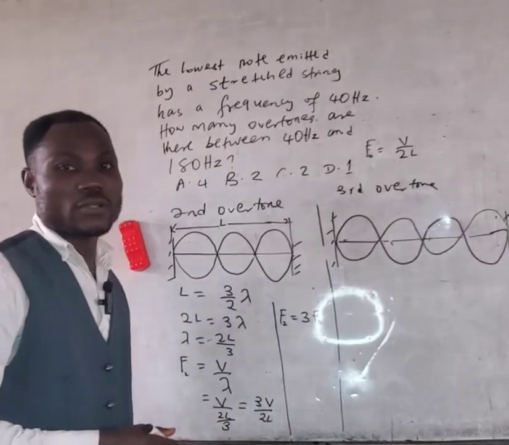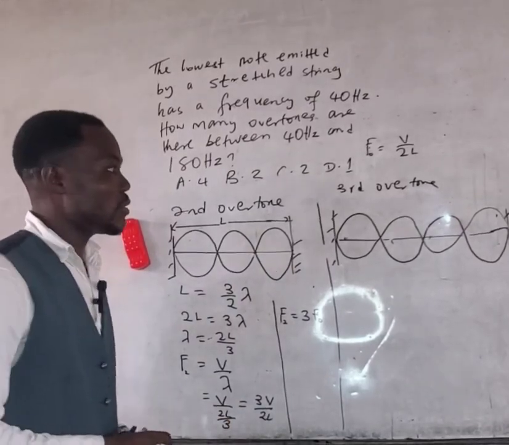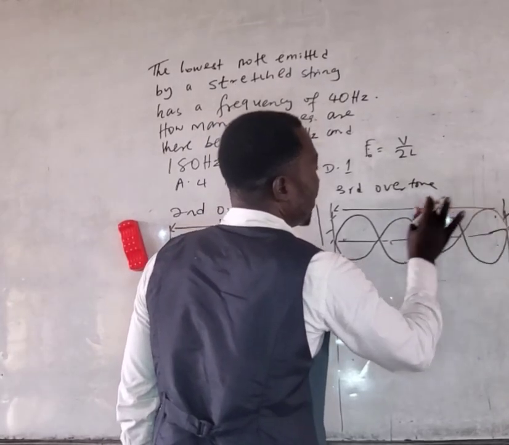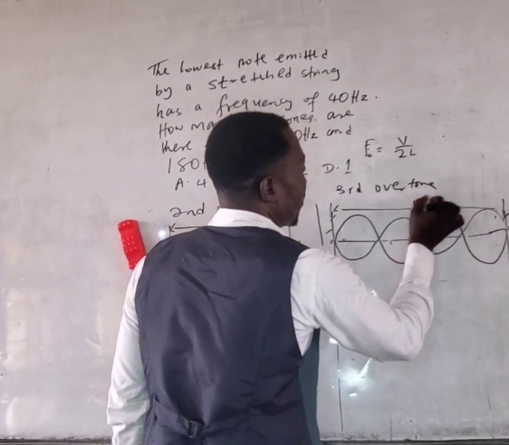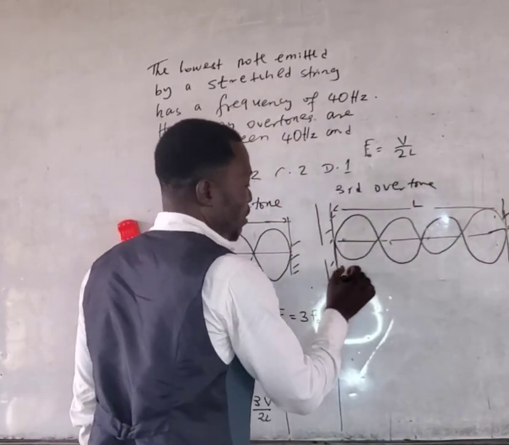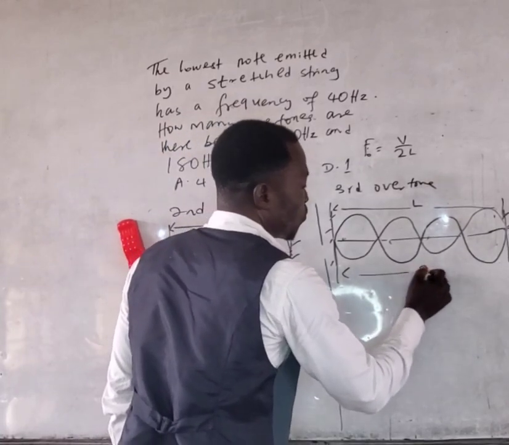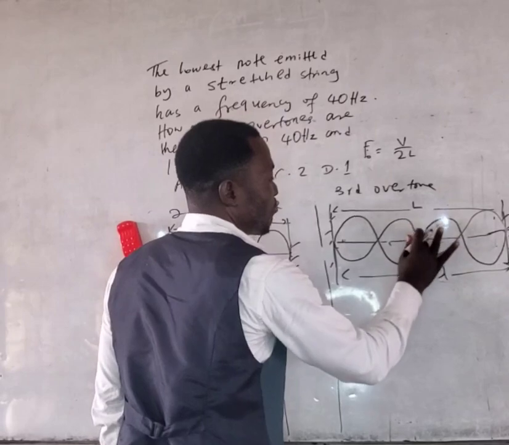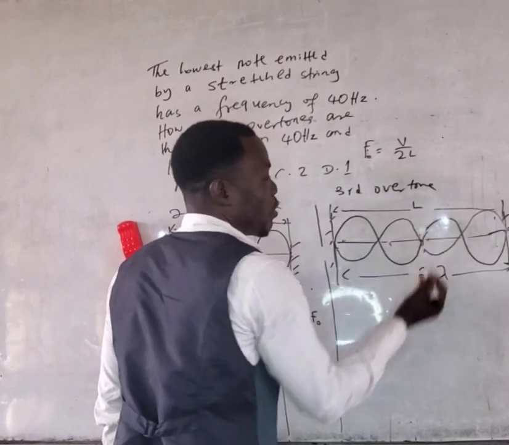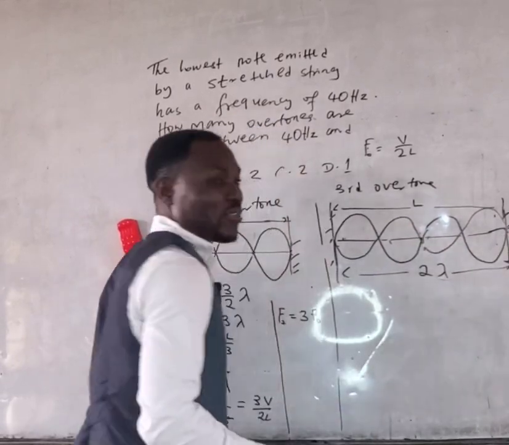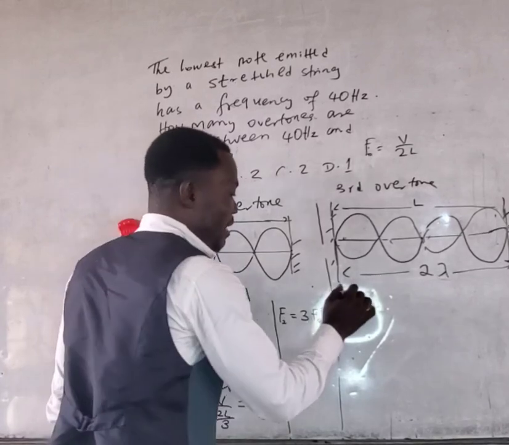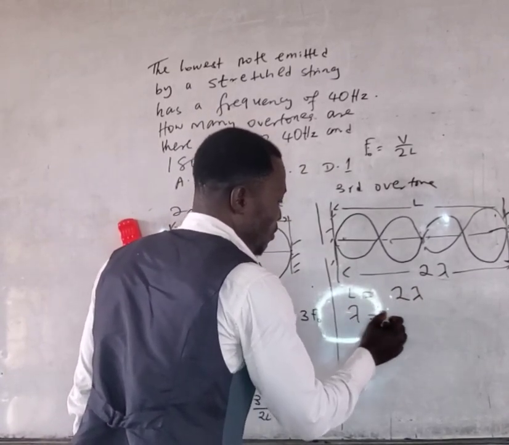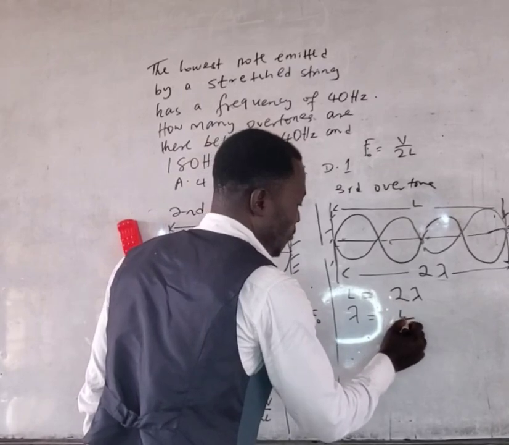Just one more loop. So you can see from here to here represents the length of the rope L, and this length is equal to what? 2 wavelengths, because from here to here is one cycle, one wavelength. From here to here is one wavelength. From here to here is another one wavelength. That is 2 wavelengths. So we have that L is equal to 2 lambda. So wavelength is equal to L over 2.